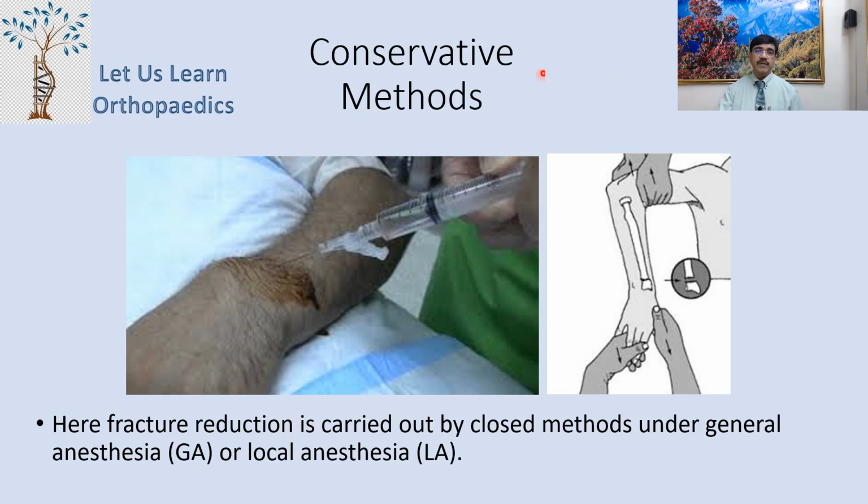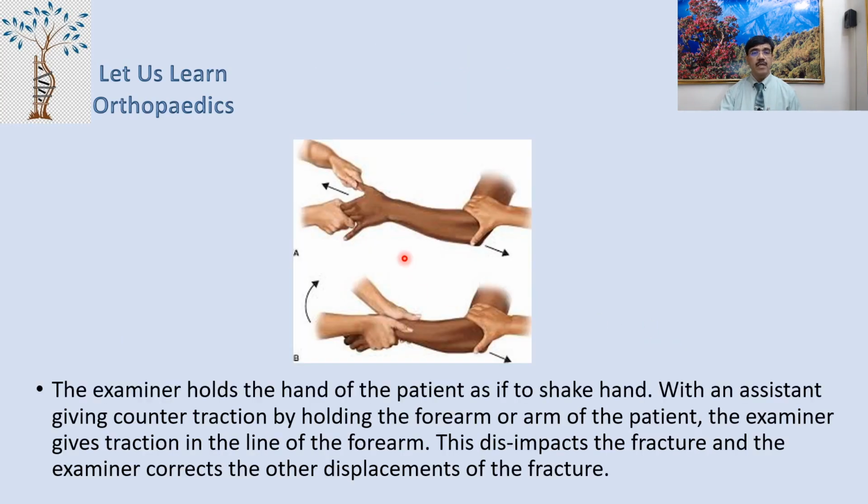Now, in conservative methods, the fracture reduction can be carried out by closed means under either a general anesthesia or a local anesthesia. You can see in this particular picture, the fracture hematoma is being injected with a solution of xylocaine. So we call it a hematoma block. And later, once the part is anesthetized, you can undertake the closed reduction. During the closed reduction, the examiner holds the hand of the patient as if he is shaking hands with him.